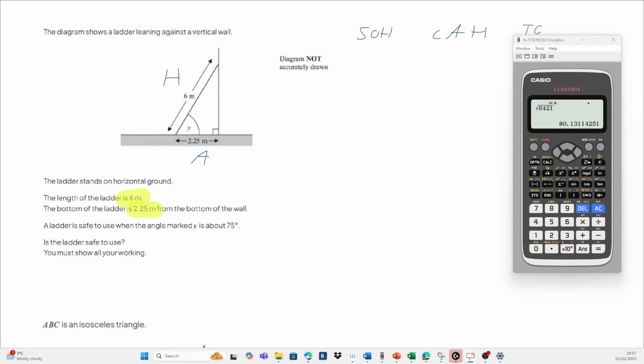Which one has got both A and H in it? It's going to be CAH. Okay, you've got A, you've got H, which is this one here. And again, definitely draw out the equation triangle. It just makes your life a lot easier.